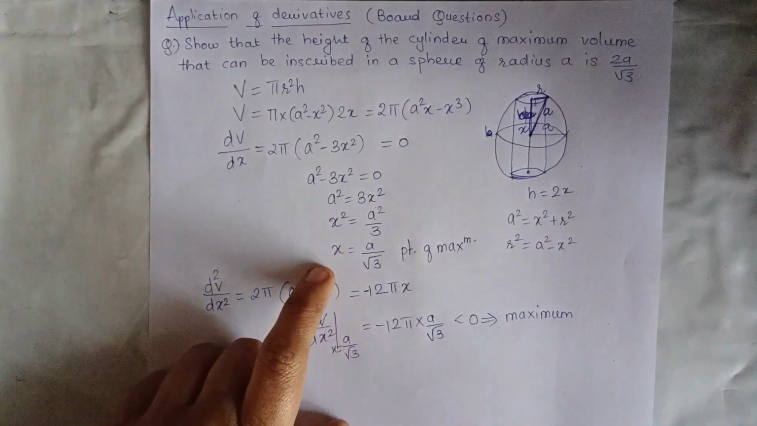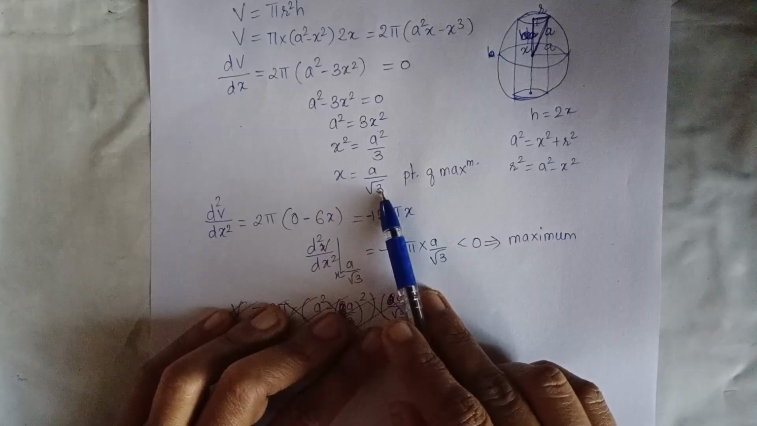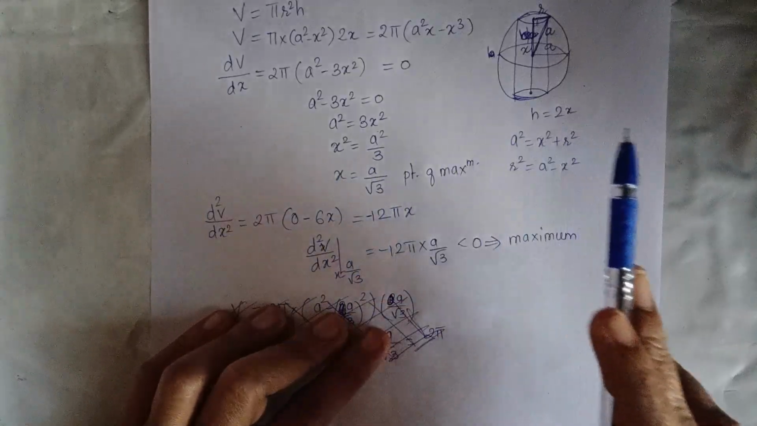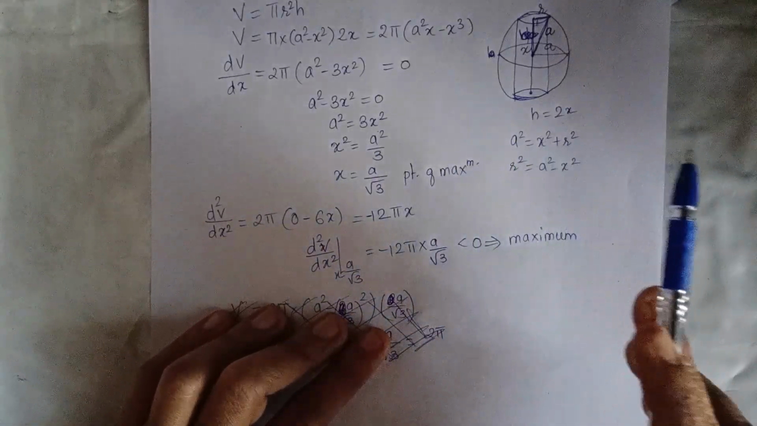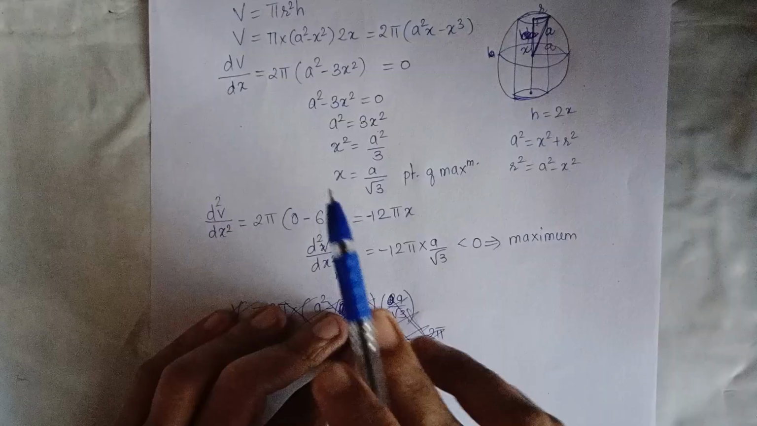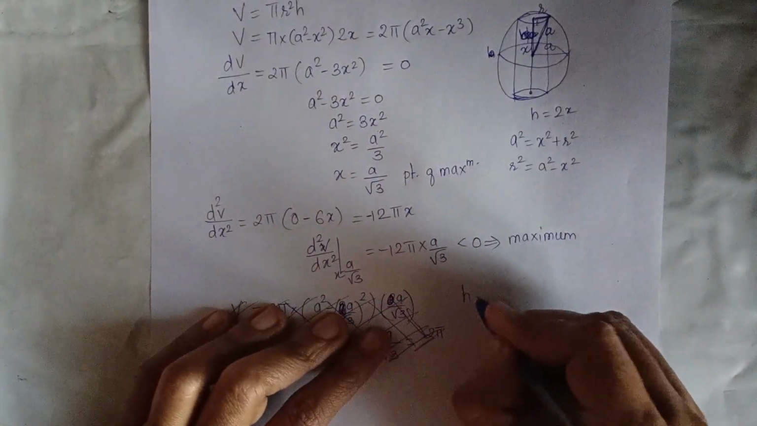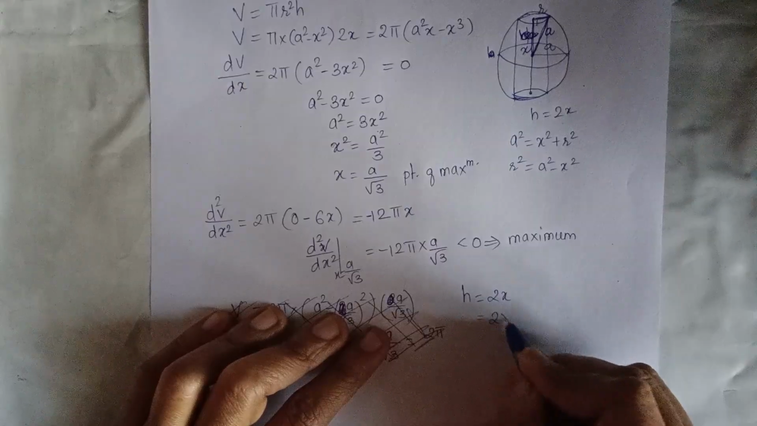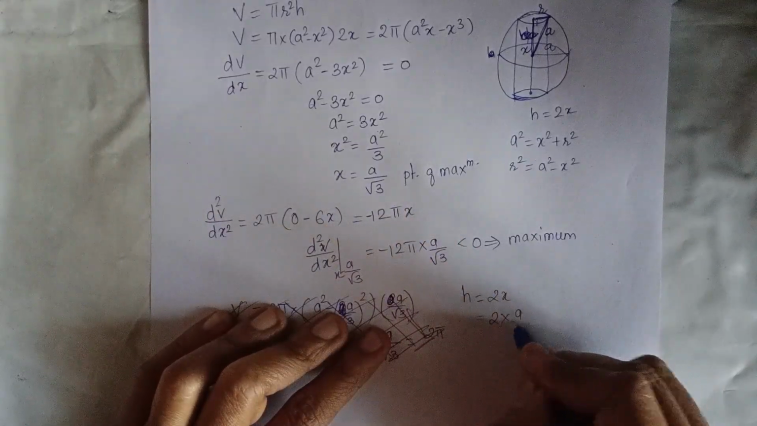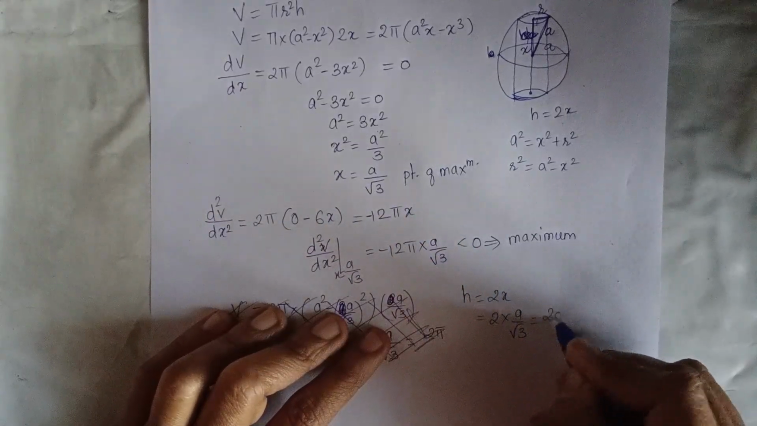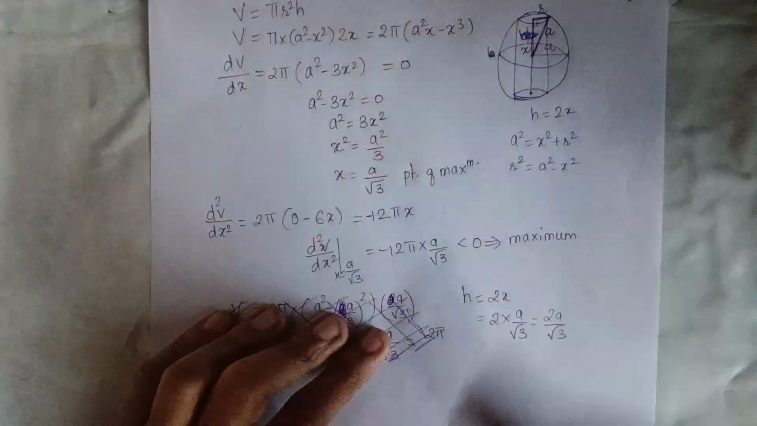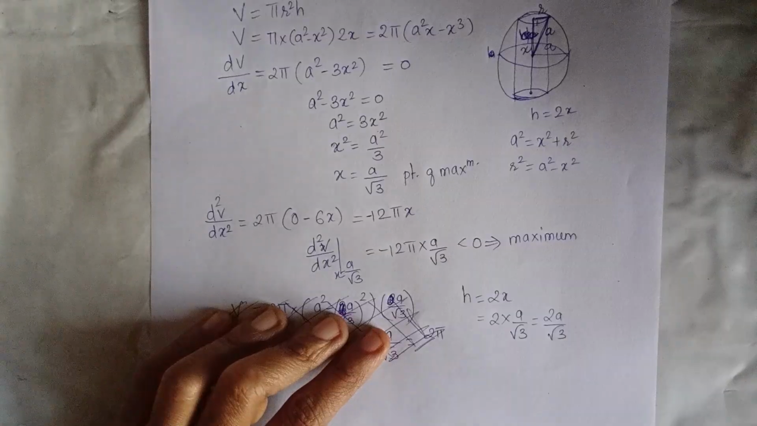So now we put in this x value, a upon root 3. And we want to find the height of the cylinder of maximum volume that can be inscribed in a sphere of radius a. So we want the height. Height is our 2x, and x is a upon root 3. So this is the height we are getting, which is the same as what is given.